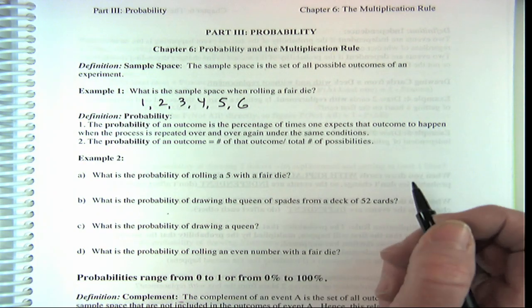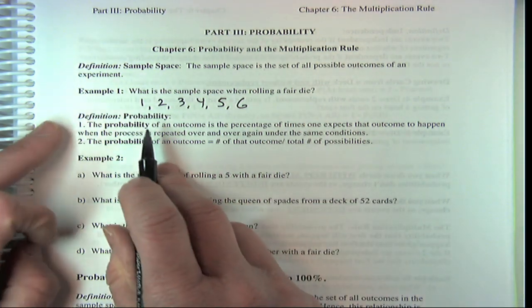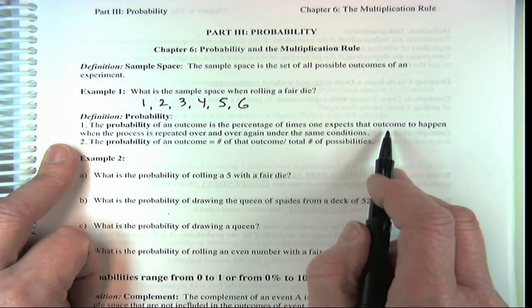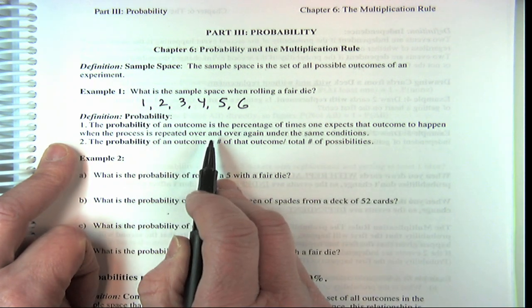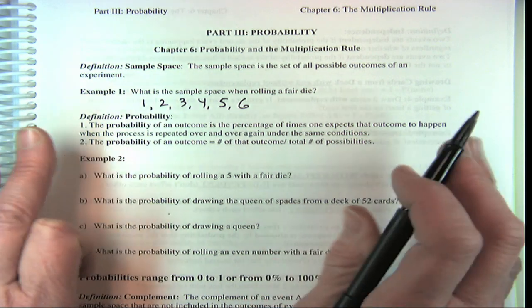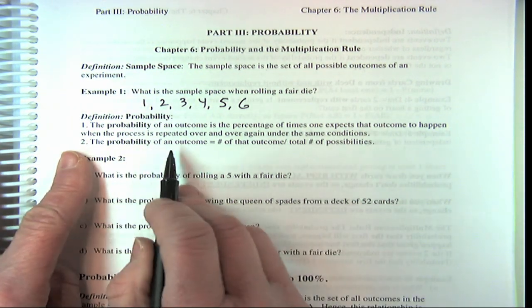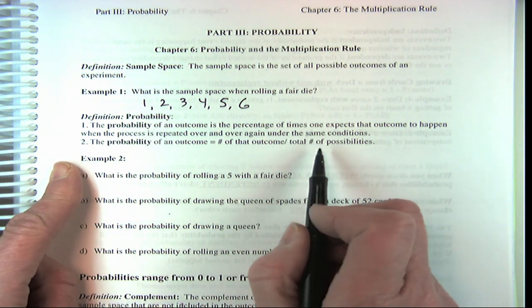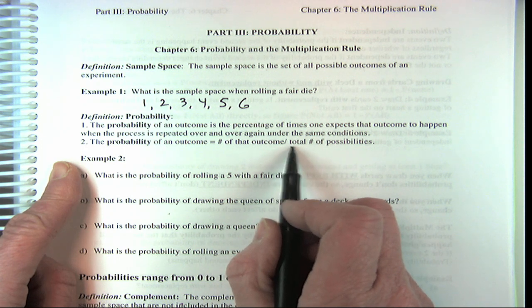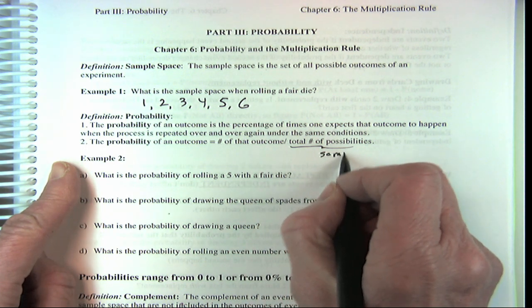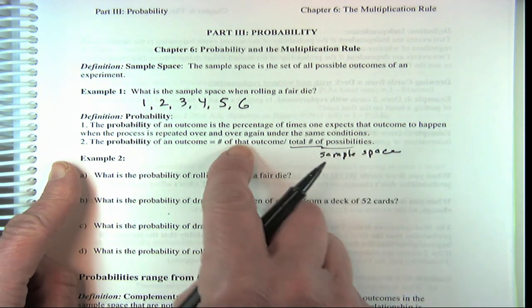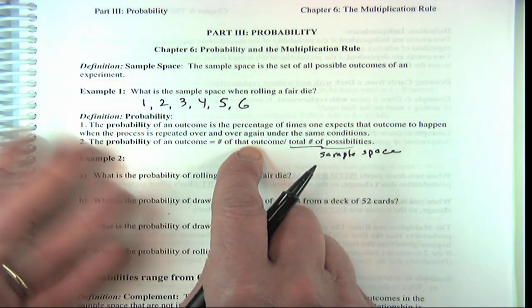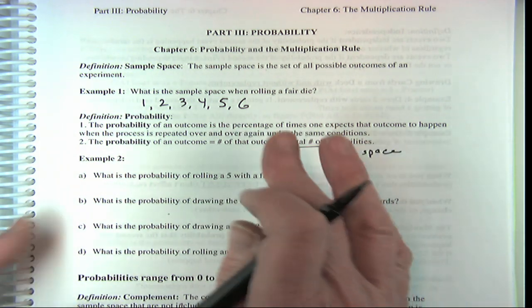or 6 spots. Okay, and the definitions of probability. The probability of an outcome is the percentage of times one expects that outcome to happen when the process is repeated over and over and over again under the same conditions. That's one way of looking at it. Another way is the probability of an outcome is equal to the number of that outcome over the total number of possibilities. So this would be the total number of possibilities, your sample space. And then you just count how many of the outcomes fit whatever event you're thinking of.